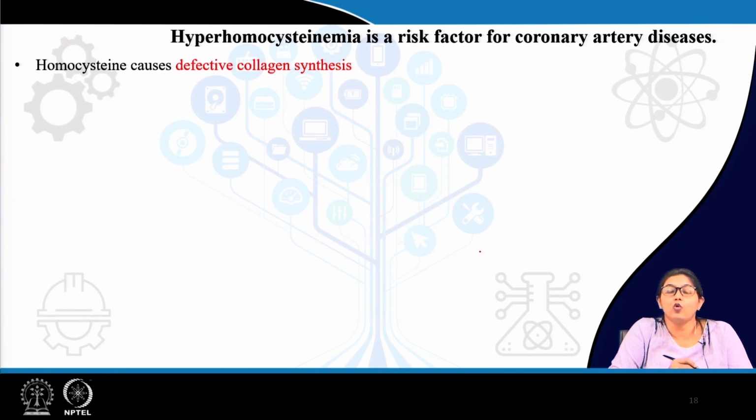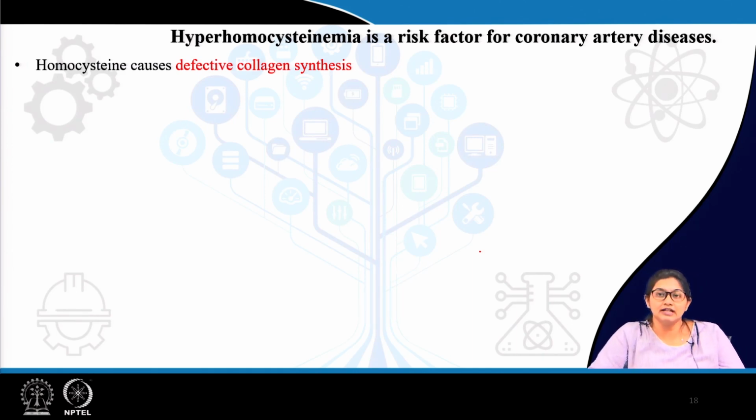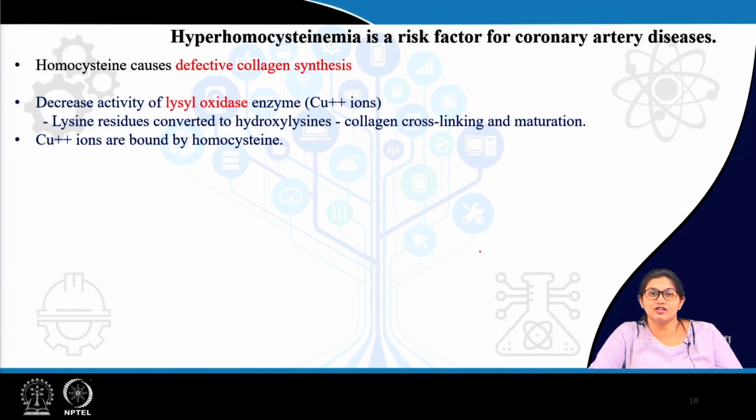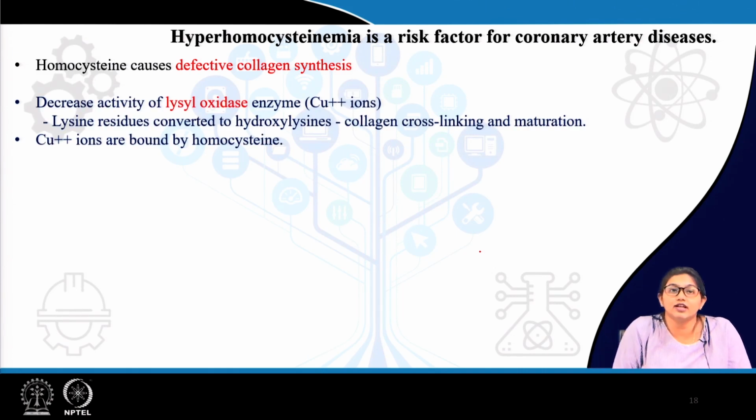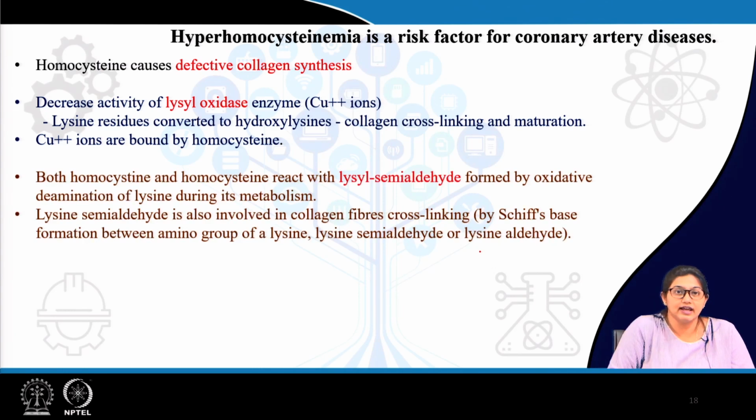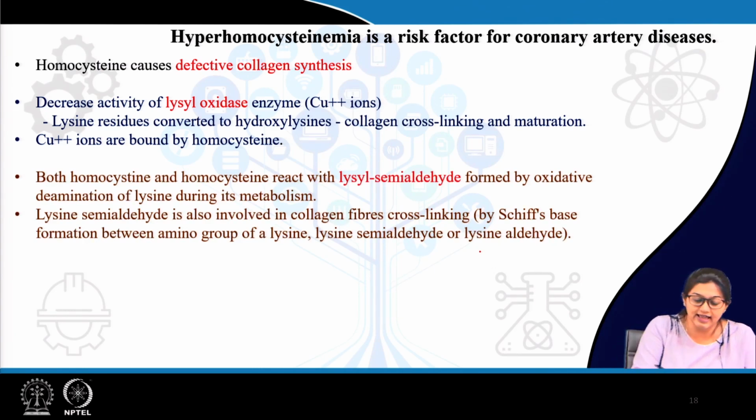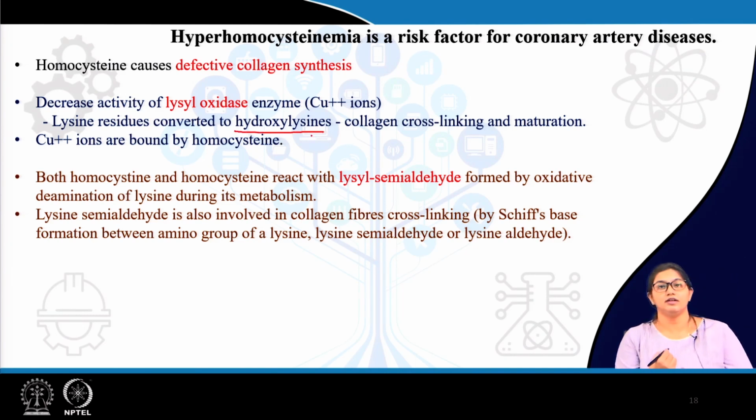By defective collagen synthesis. Now, how is this collagen synthesis affected by homocysteine? I am not going into much detail with collagen synthesis, but I want to highlight one very important enzyme, lysyl oxidase, which is required for cross-linking and maturation of collagen. This lysyl oxidase enzyme is required for formation of hydroxylysine, and that hydroxylysine is important for collagen cross-linking.